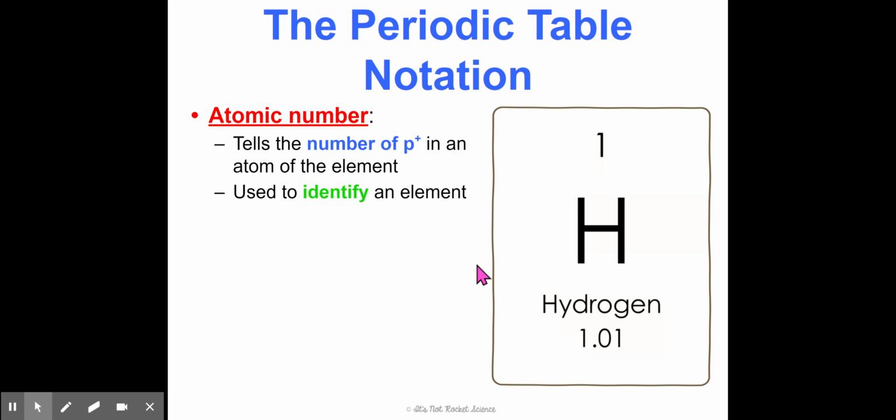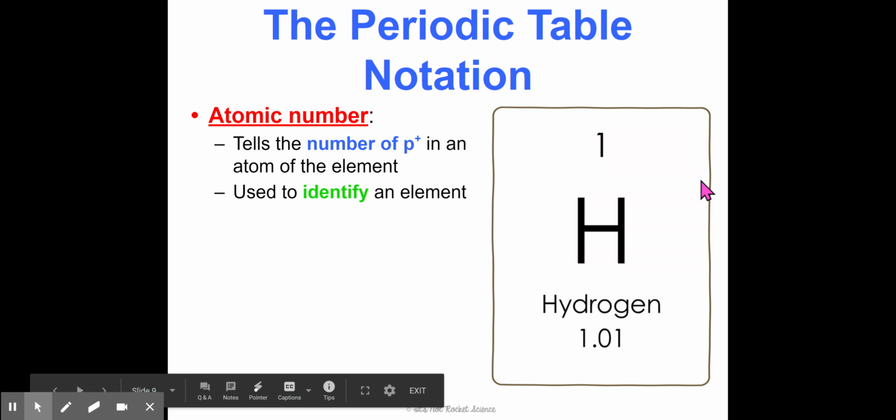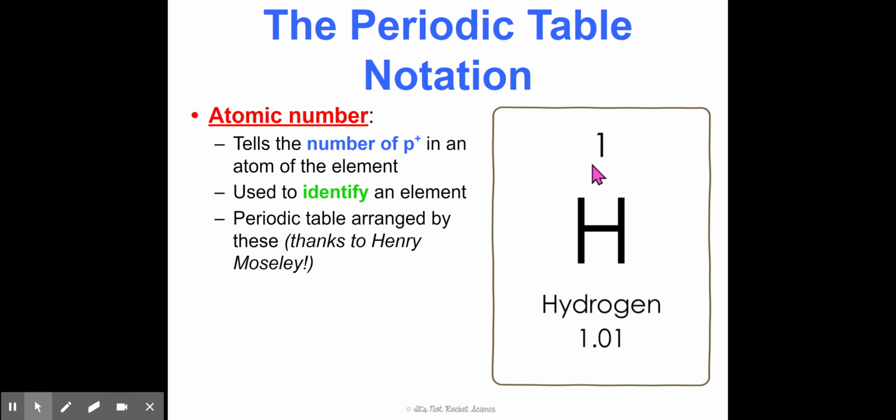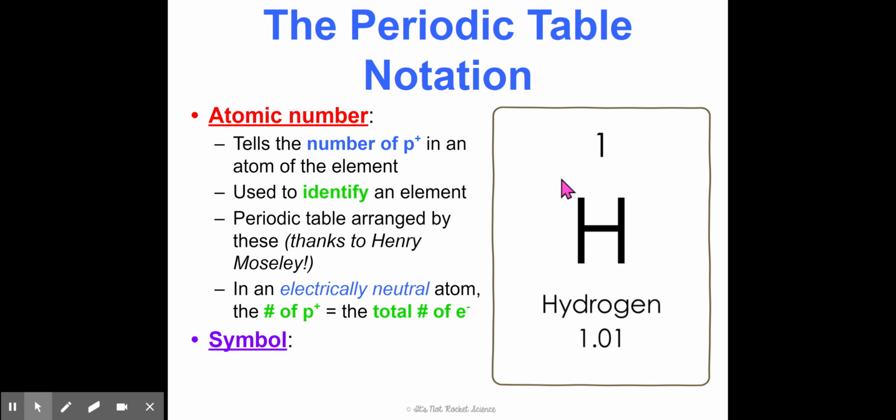The periodic table notation. As you can see, this big white card is representing notation, what I call an ID card. So 1 is representing the atomic number. It tells the number of protons in an atom of the element. Atomic number is used to identify an element. Again, atomic number.